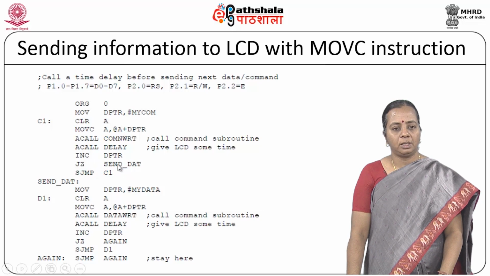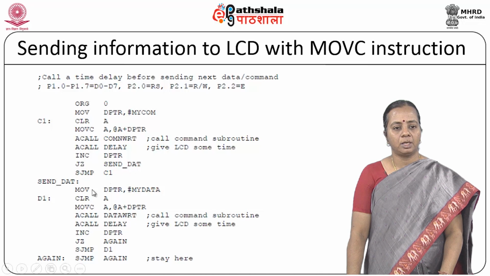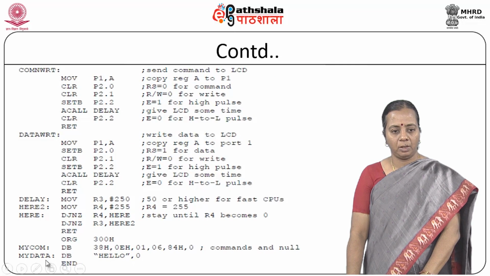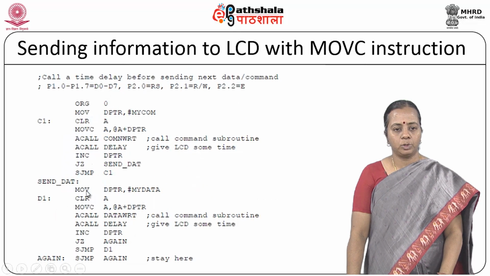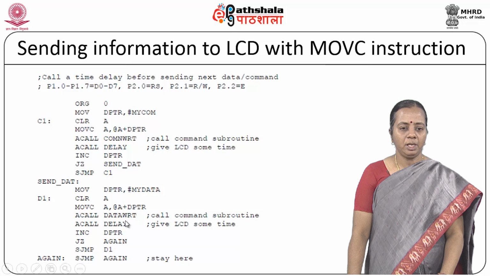Once I am getting a 0, that means the whole command is over. Jump on Z, JZ is jump on 0, send data. So it comes over here. Once it comes to send data, move dptr my data. So my data is this particular data address which has been given to dptr. Now, clear A, whatever data is available over there is read through move C A comma at A plus dptr, and A call data write.